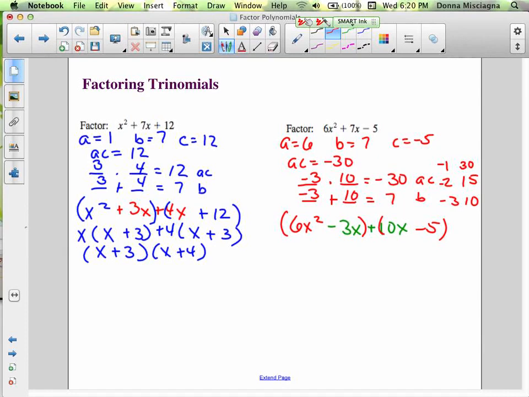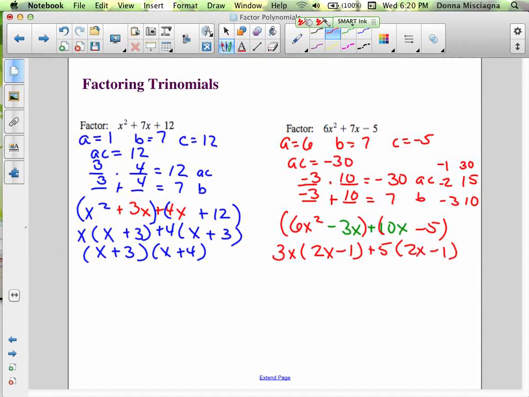So now we pull out a greatest common factor. Greatest common factor for 6x squared and 3x is a 3x. 6x squared divided by 3x is 2x. And 3x divided by 3x is 1. 10x and 5 are both divisible by 5. 10x divided by 5 is 2x. And 5 divided by 5 is a 1.